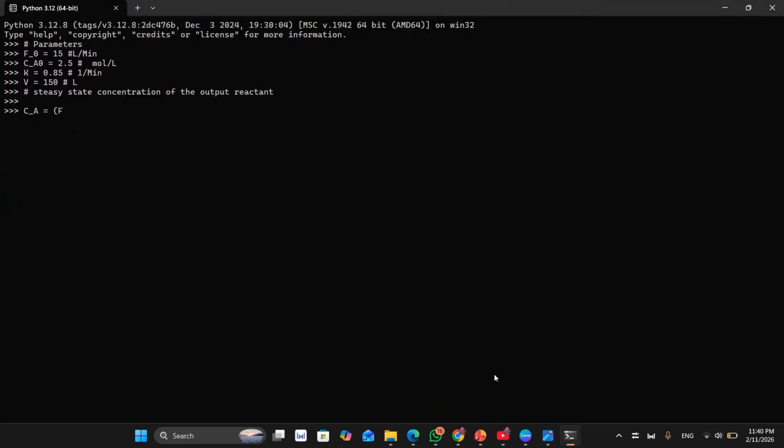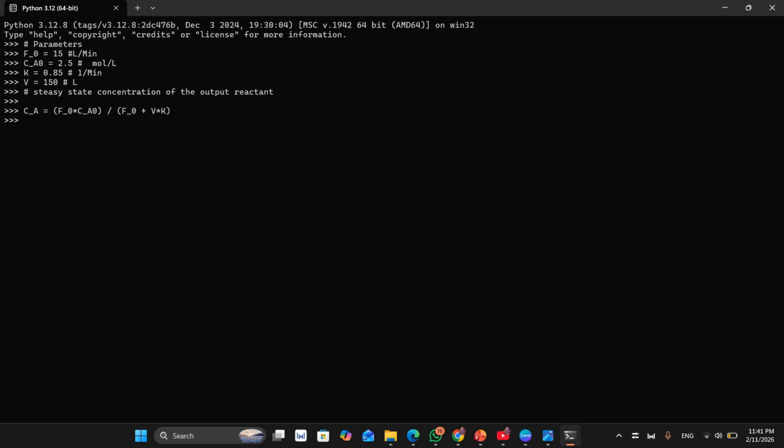So it should be F naught multiplied by Ca naught, bracket close. Then I'll divide by F naught plus V multiplied by K. Good. Then I'll close the bracket.